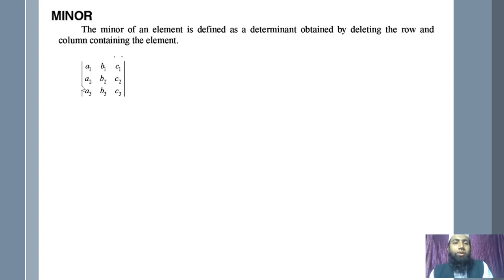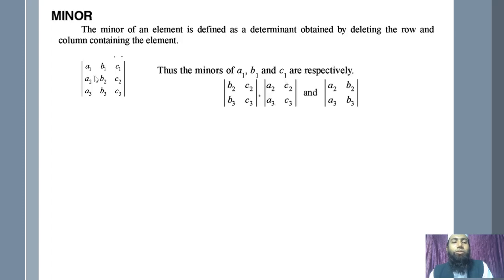For example, suppose this is a determinant. अब इसका minor of this first element, we have to just skip this column and this row. ये row और ये column को skip करके जो मिलेगा, तो हम उसको बोलेंगे minor of this element. Minor of a1, minor of b1 कैसे कैलकुलेट करेंगे? By skipping this column and this row. So a2, a3, c2, c3. Likewise, इसका minor कैसे कैलकुलेट करेंगे? By skipping this column and this row. So the determinant a2, b2, a3, b3.